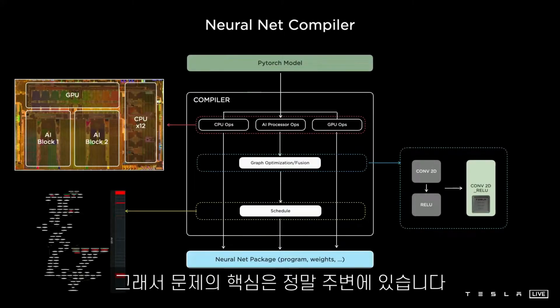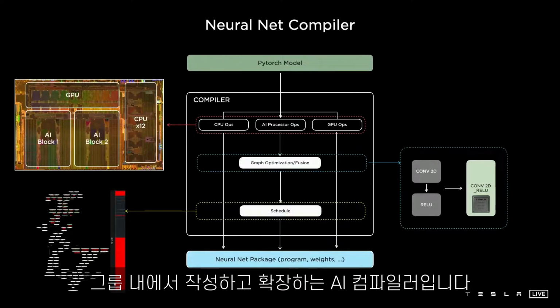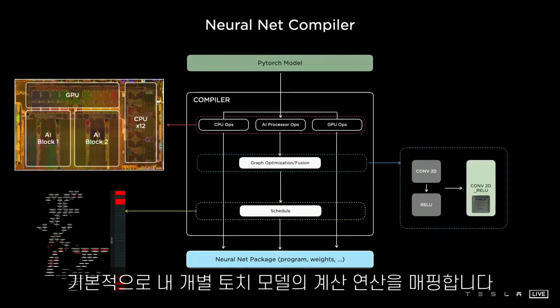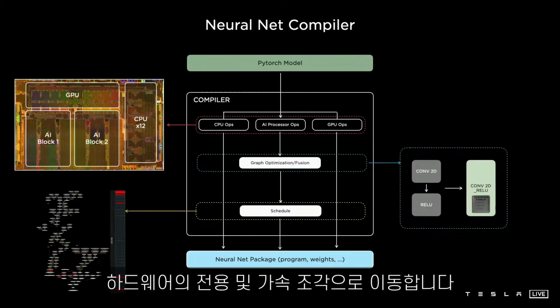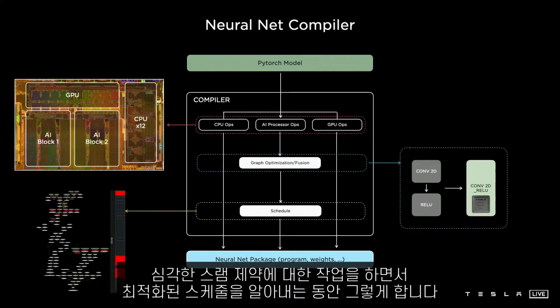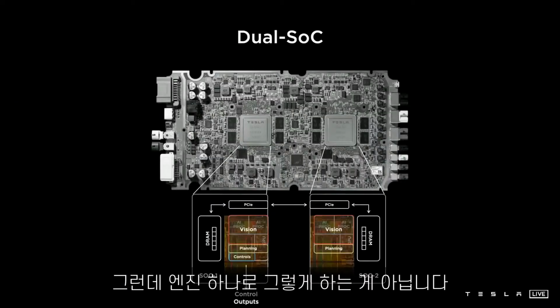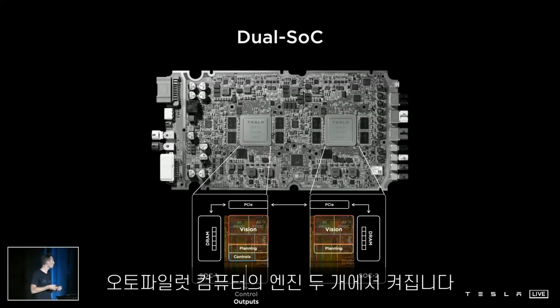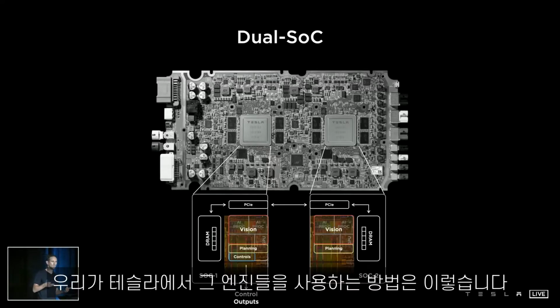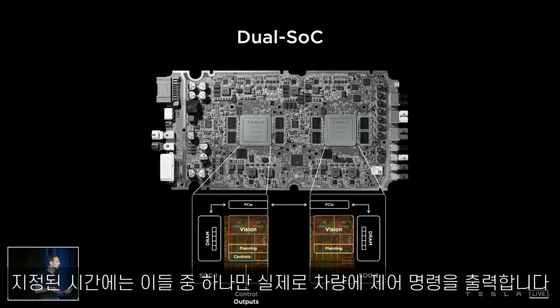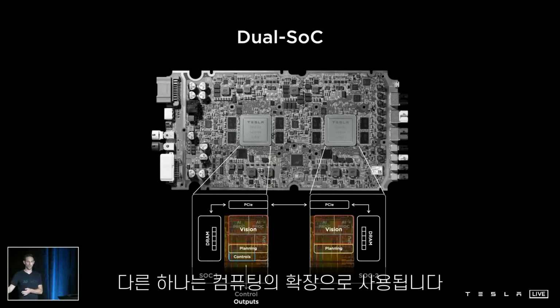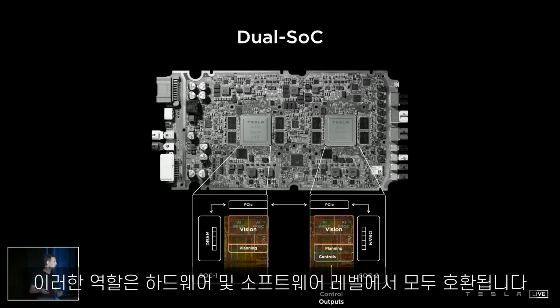And so the meat of the problem really is around the AI compiler that we write and extend here within the group that essentially maps the compute operations for my PyTorch model to a set of dedicated and accelerated pieces of hardware. And we do that while figuring out a schedule that's optimized for throughput while working under severe SRAM constraints. By the way, we're not doing that just on one engine, but across two engines on the autopilot computer. The way we use those engines here at Tesla is such that at any given time, only one of them will actually output control commands to the vehicle, while the other one is used as an extension of compute. But those roles are interchangeable, both at the hardware and software level.